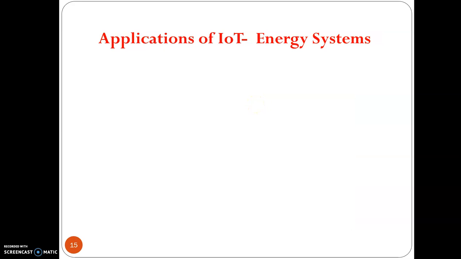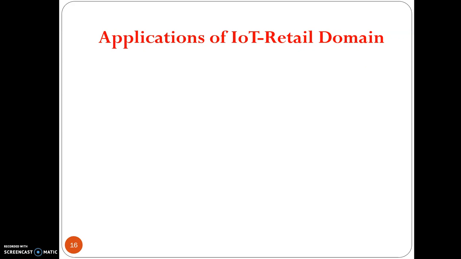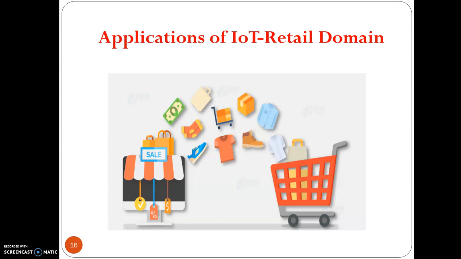The next is the energy system. IoT has applications such as smart grid, integration of renewable energy sources, and prognostic health management systems. The next one is the retail domain.